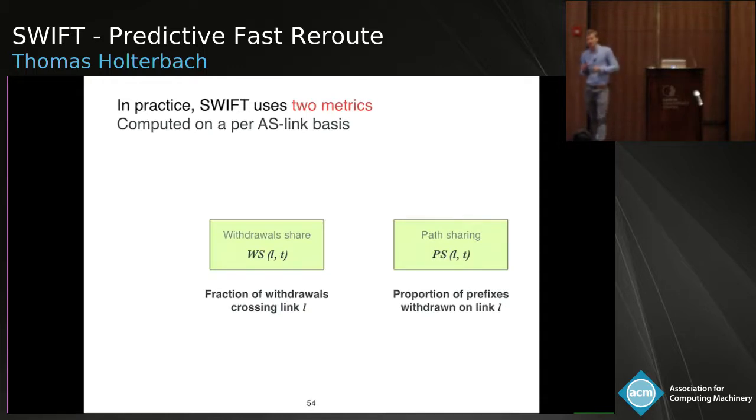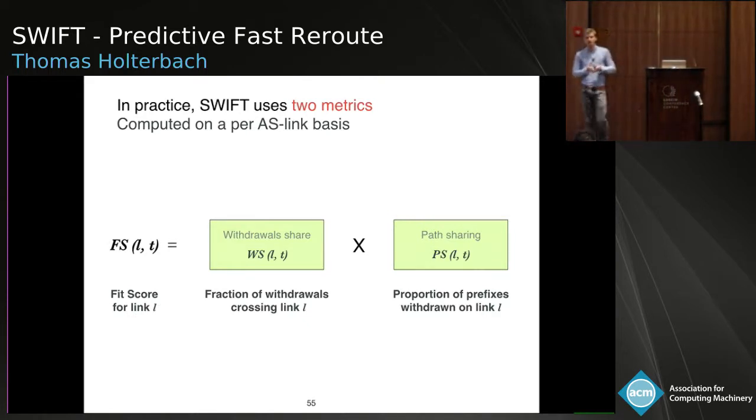In practice, though, the withdrawals can arrive in a different order. Also, we may have BGP noise, which is typically withdrawals that are unrelated to the failure. So we use two metrics in practice, which are computed on a per IS link basis. We use the withdrawal share as well as the path sharing. The withdrawal share is the fraction of the withdrawals that are crossing the link L. And the path sharing is the proportion of the prefixes withdrawn on the link L. Then we multiply those two metrics, and this gives us the fit score. The fit score is just a number between 0 and 1.